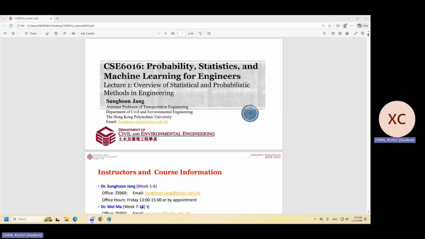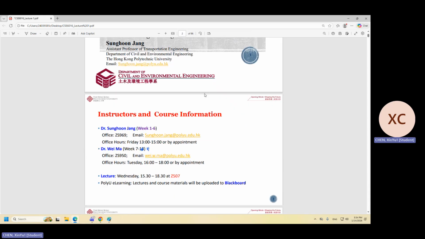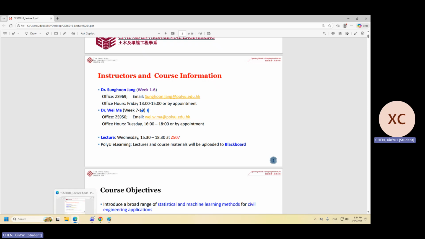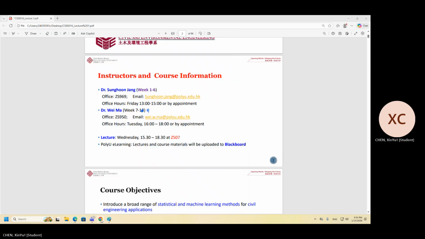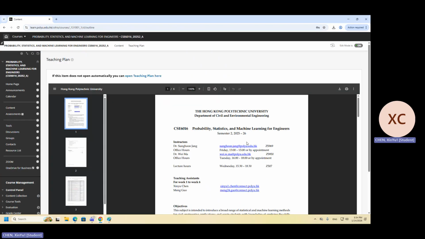So the title is probability, statistics, and machine learning. The first half is going to be about probability and statistics by me, and the second part about machine learning is by Professor Maury. Every piece of information you can check in the teaching plan on the blackboard.